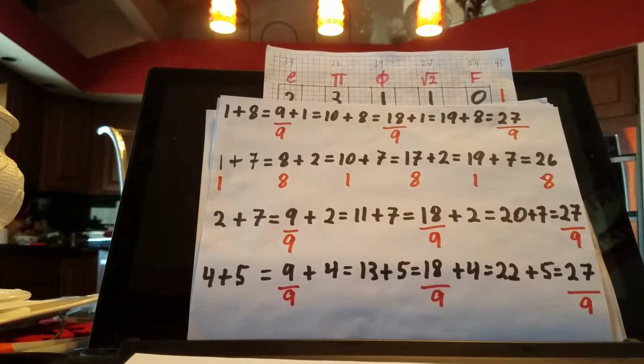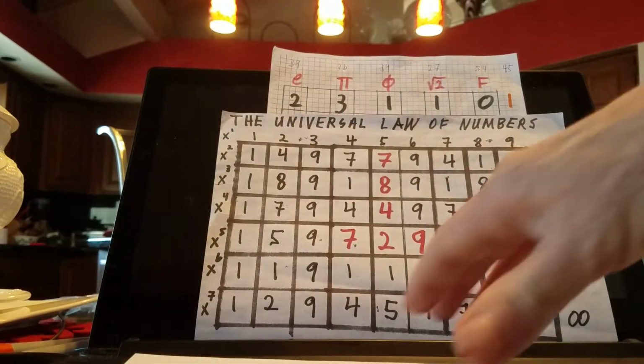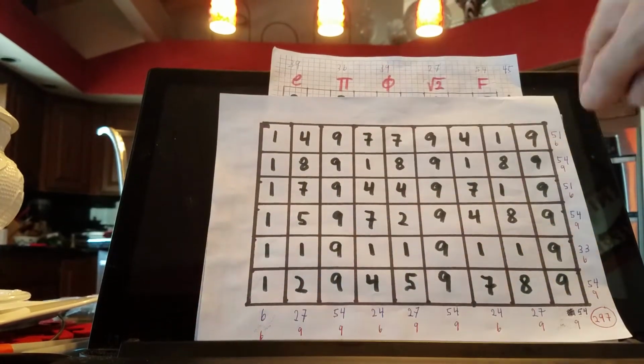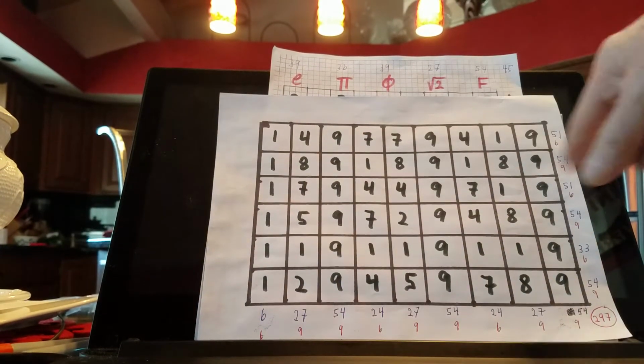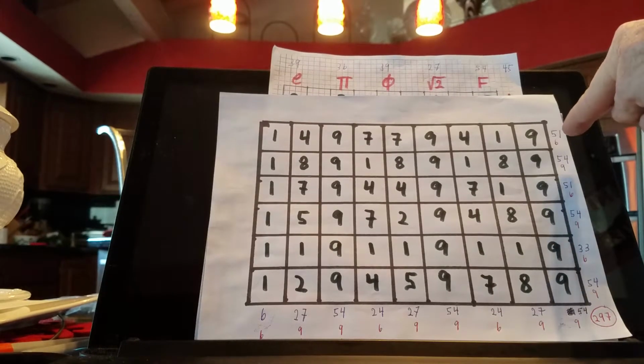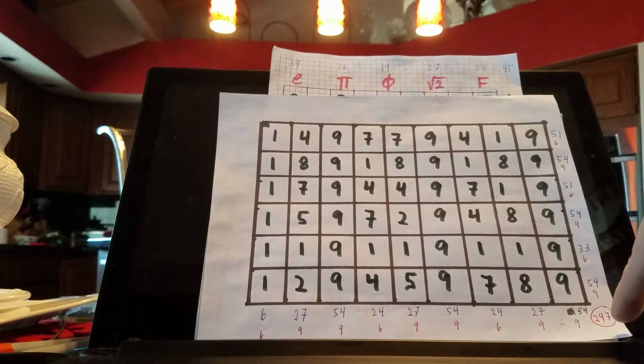2 and 7 arrives at 9s, 4s and 5s arrive at 9s, and they go on to infinity as well, and they are all embedded in this code. So to get started, I just first want to point out that what we have here is the code, and if you add the numbers going across and you add the numbers coming down, you're going to get these particular numbers: 51, 54, 51, 54, 33, 54. It adds up to 297.